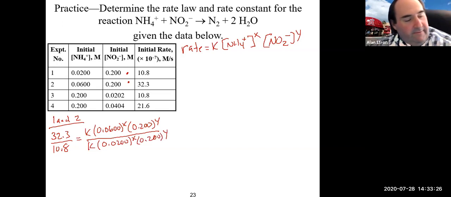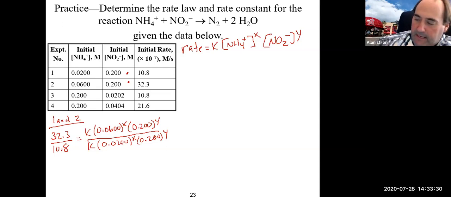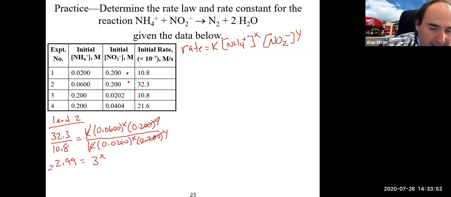Similar approach here. We're going to take 32.3 and divide it by 10.8. We get something like 2.99. And on this side, these guys cancel. This gives us 3 to the X. These cancel as well. You can probably tell that's close enough to 3, and X would equal 1.